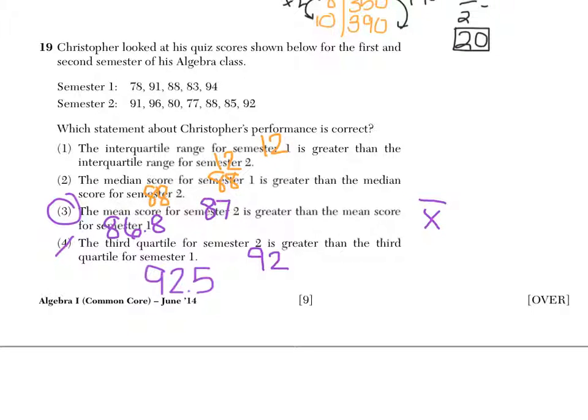And just to go a step farther for answer choices 1 and 2, I wrote down what the interquartile range was for both semesters, and it was 12, so they're the same. And the same thing happened in number 2. They both had the same median.